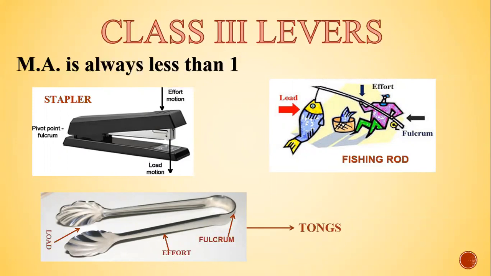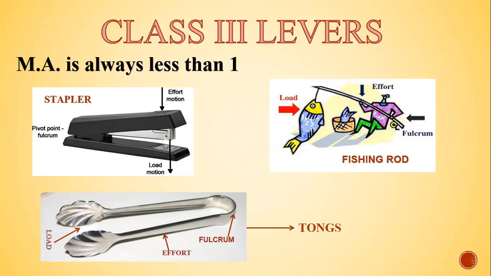We can see that the load arm is greater, the effort arm is shorter. Therefore, mechanical advantage, which is equal to effort arm upon load arm, will always be less than 1, because the denominator, the load arm, is greater. Therefore, for a class 3 lever, the mechanical advantage is always less than 1. Same is the case for a fishing rod, and you can see the tongs also. The mechanical advantage, if calculated, will always come out to be less than 1 for class 3 lever.